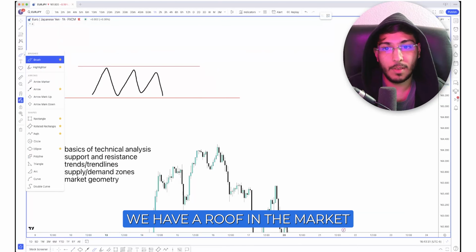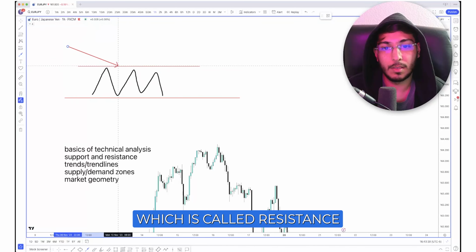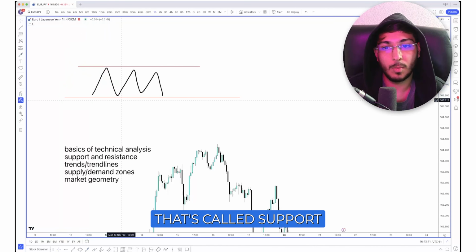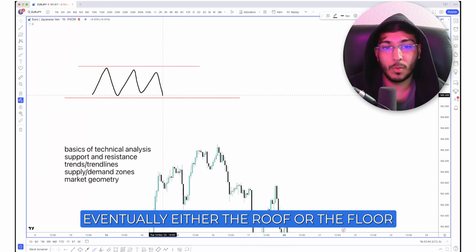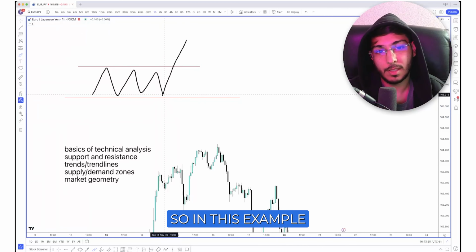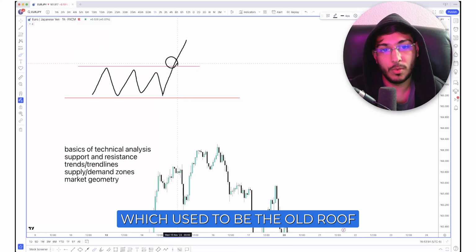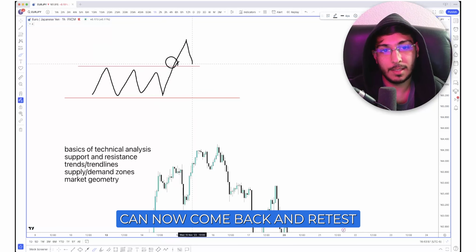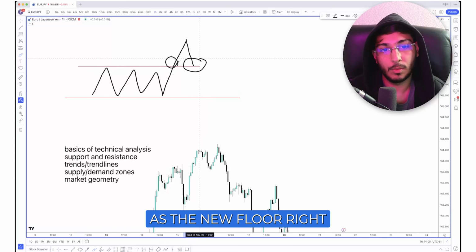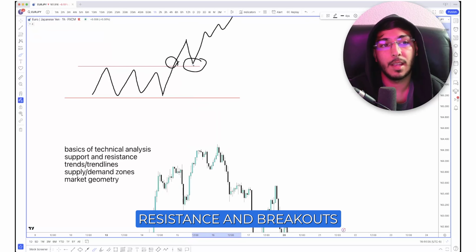And we have a roof in the market, which is called resistance. Then we have a floor in the market that's called support. Eventually, either the roof or the floor gets breached and taken out. So in this example, we'll say the roof is broken. Well, this point here, which used to be the old roof, can now come back and retest as the new floor, right? This is the basic concept that's taught when it comes to support and resistance and breakouts.